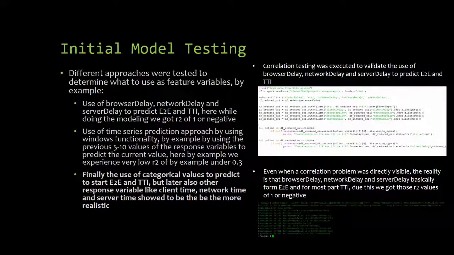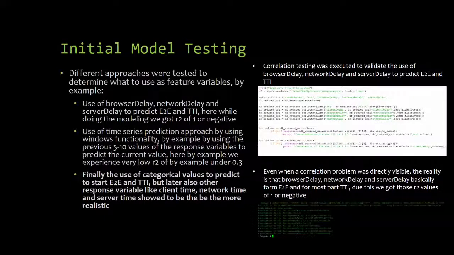Use of a time series prediction approach by using Windows functionality. For example, by using the previous 5 to 10 values of the response time variable to predict the current value. Here, for example, we experienced a very low R-square, under 0.3.